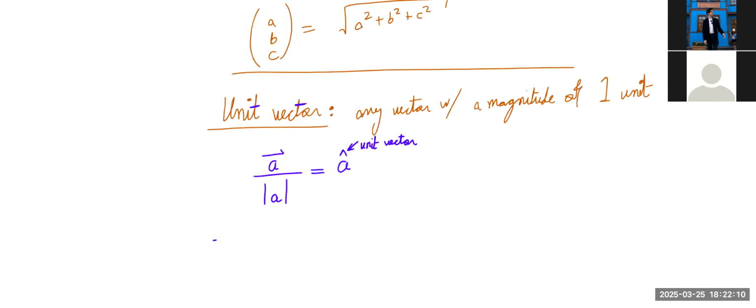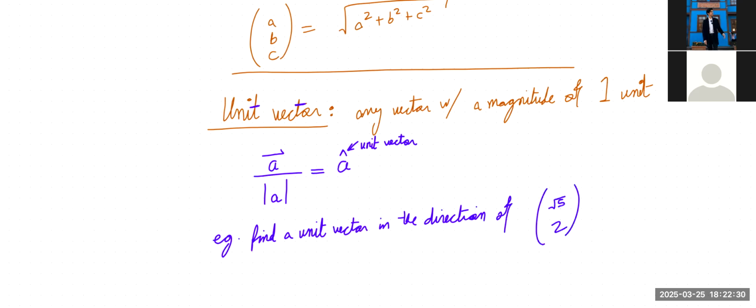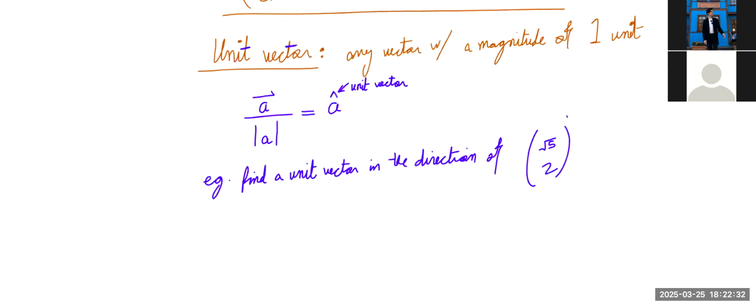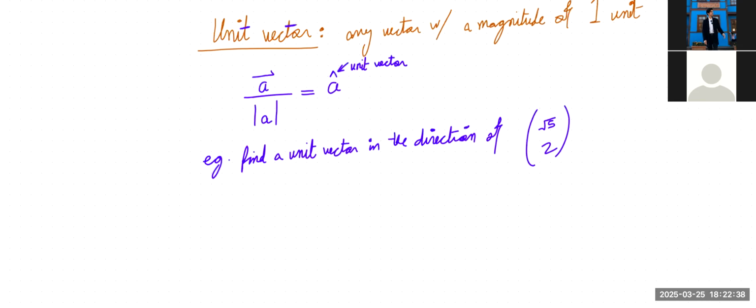I'll show you an example maybe. For instance, they will say find a unit vector in the direction of (root 5, 2). So that means we want to make this guy a unit vector because we want the direction to be the same as this, but we want the length to be 1. So we have to divide this guy by his own magnitude. What's the magnitude of this vector? You tell me. How do I find it? No, no, the magnitude. So the formula from earlier.